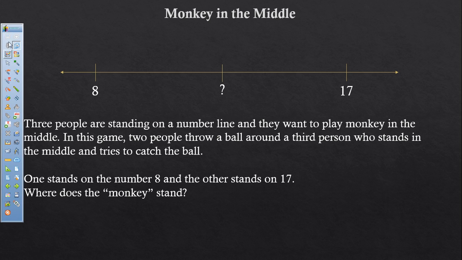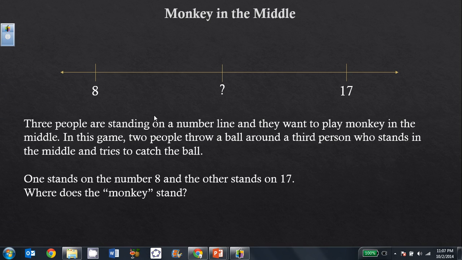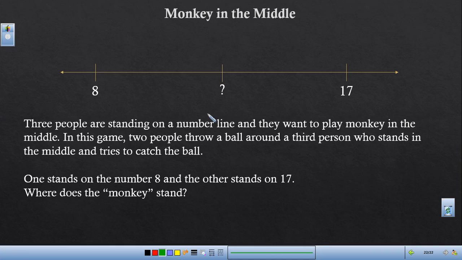Alright, suppose we have 3 people, and 2 of them are standing on the numbers 8 and 17. So here's the first player. Ooh, he's got a very big head. And here's the second player. And the game we're playing is called Monkey in the Middle. That's where you have a third player who plays in the middle, and the 2 players on the end are trying to throw a ball back and forth over the head or around the person in the middle.